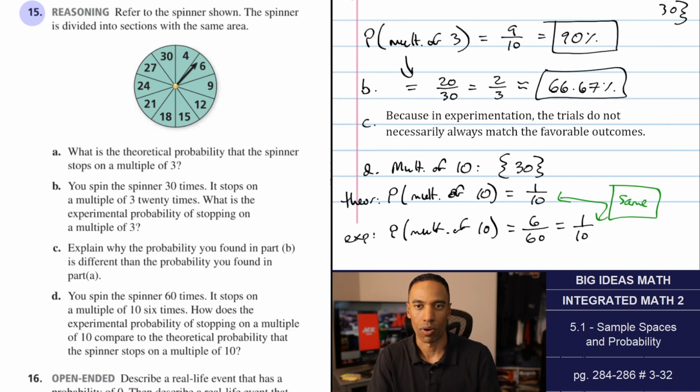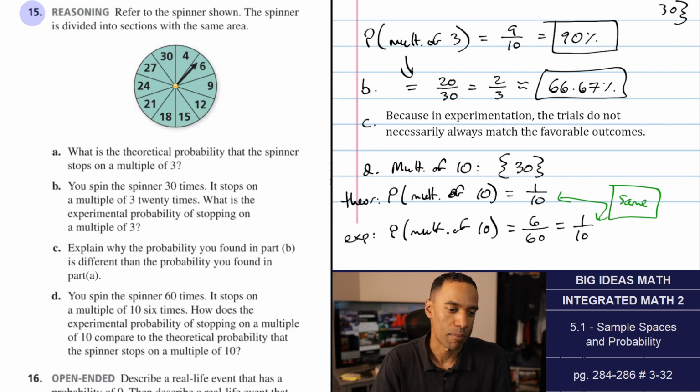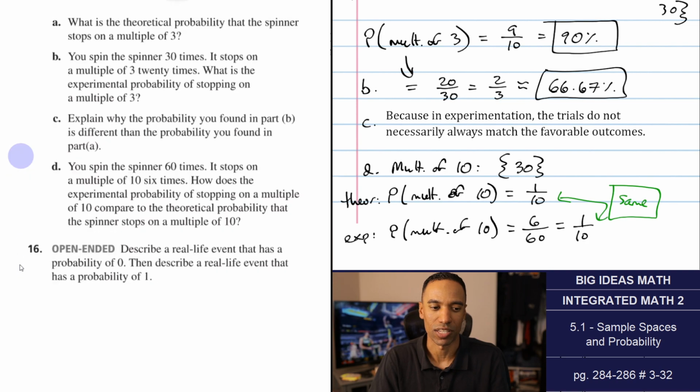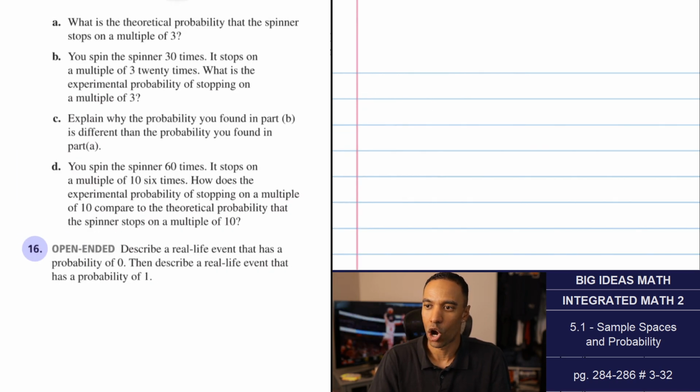Will that always happen? No. Obviously, we just saw things where they didn't happen. They're making up the numbers, but it came out as expected. We experimented as expected. All right, number 16, open-ended.